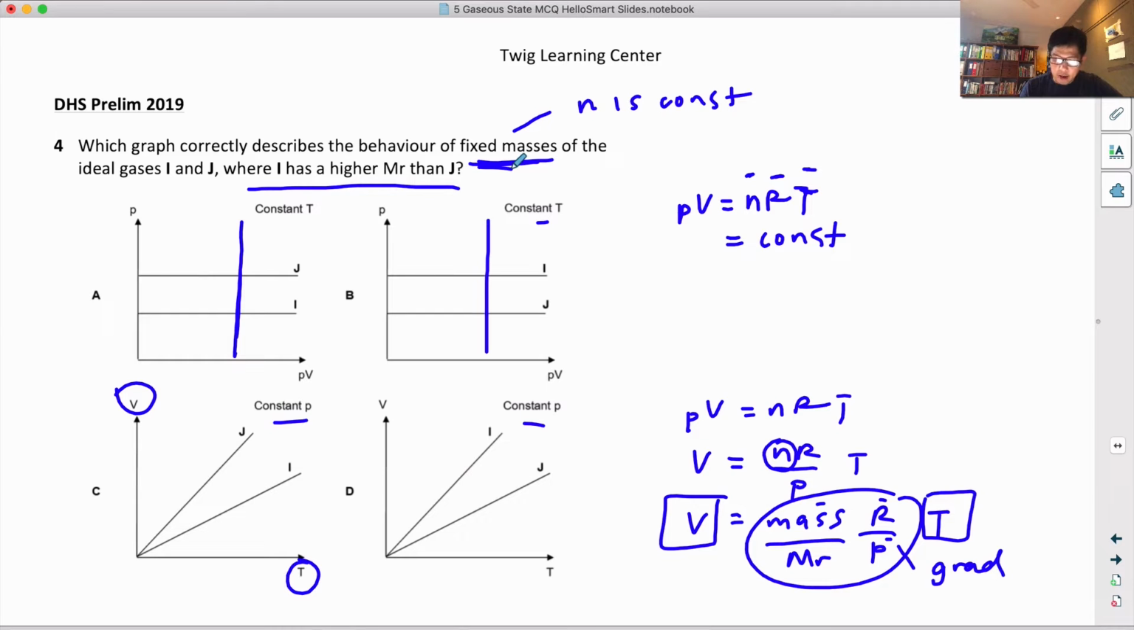Since I has a higher Mr, the gradient will actually be smaller. The gradient will be smaller, which means it's more gentle. So I would have a smaller gradient, which means the answer will be C.